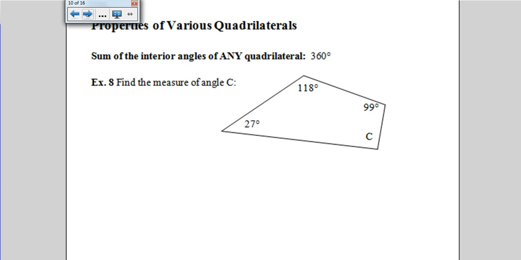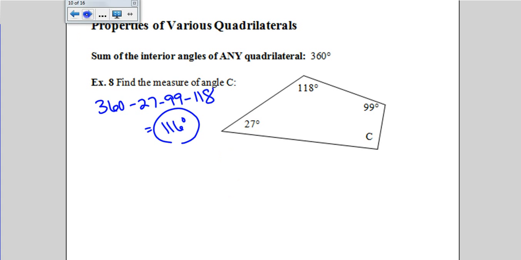Okay, quadrilaterals. A quadrilateral is any closed shape with four sides. And any type of quadrilateral I can draw you is going to add up. The sum of the interior angles will always be 360 degrees. So this guy, they just want to know angle C. We're going to go ahead and add up three angles we do know and take them away from 360. So 360 minus the 27, minus the 99, minus the 118, and I think we're left with 116 degrees. So very easy problem. You just got to know the 360.